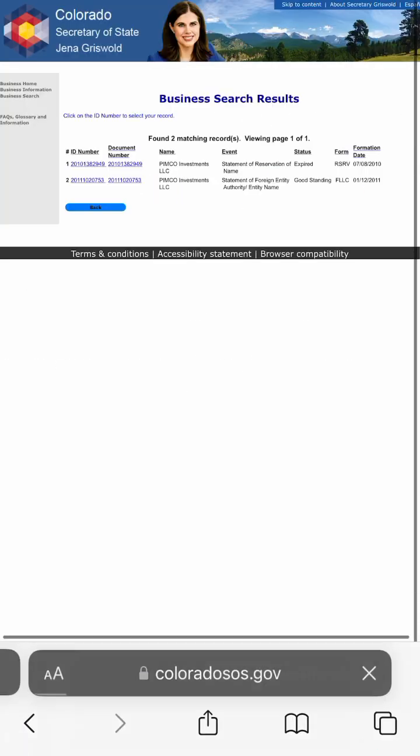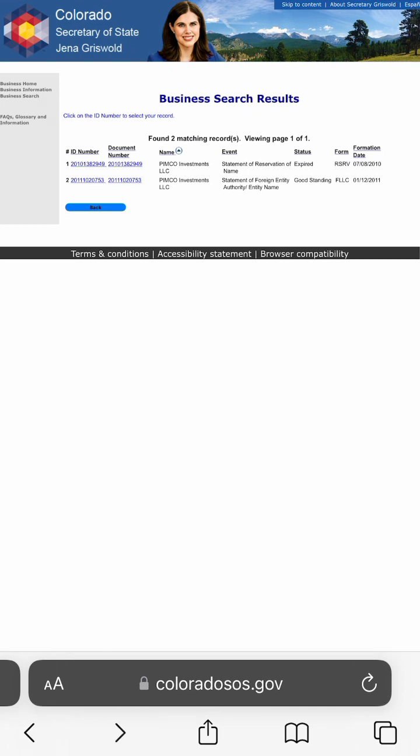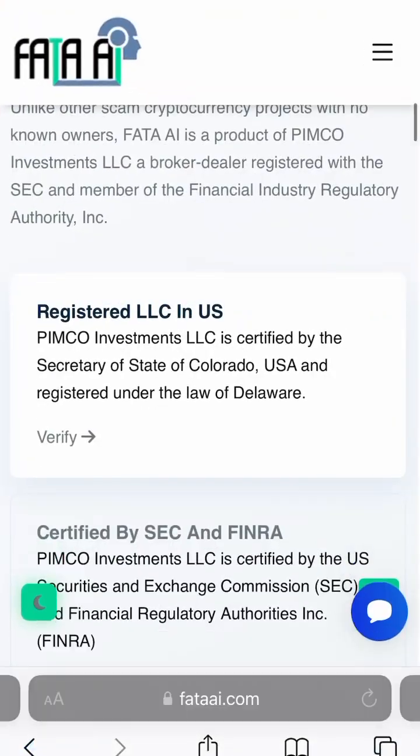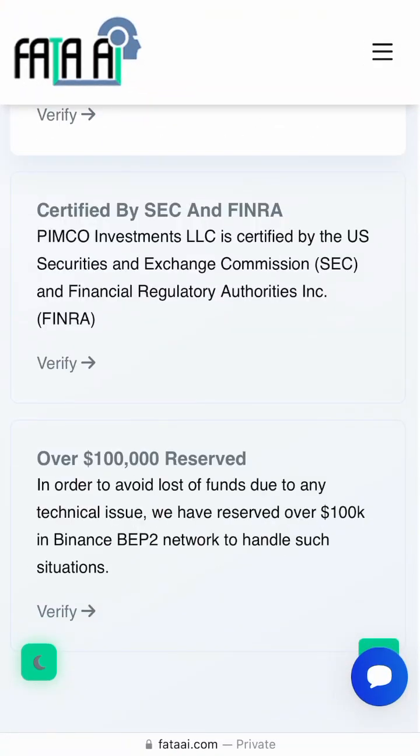PIMCO Investments. You see, I can open it to see. It has a certificate of good standing. It is a registered company, and the company has been formed since 2011. Everything you need to know about the company is stated down here. And not just this, Fata is certified by SEC and FINRA. FINRA simply means Financial Regulatory Authorities. So this body regulates every investment platform and every investment scheme. So Fata, PIMCO, is also regulated by this body.